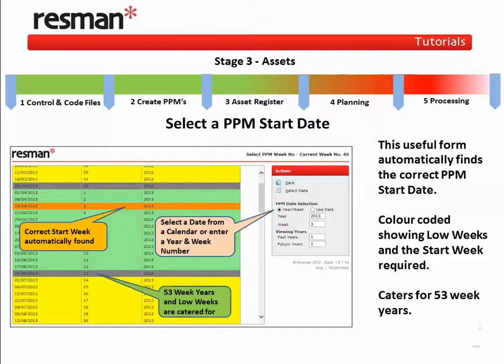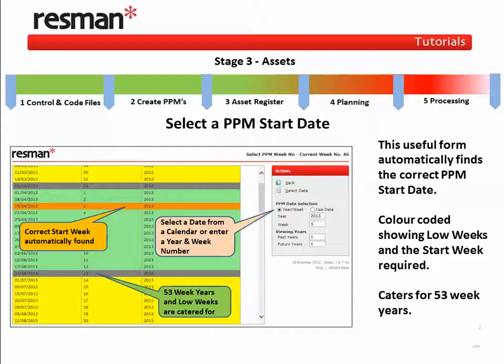Those low weeks occur every 13 weeks, so in weeks 13, 26, 39 and 52, no PPMs would occur on those weeks apart from those with a weekly frequency. If any PPM frequency other than weekly occurs on a low week, it's automatically moved into the next week. We can select our start date either from a calendar control or by entering a year and a week number, which will filter the data list accordingly.